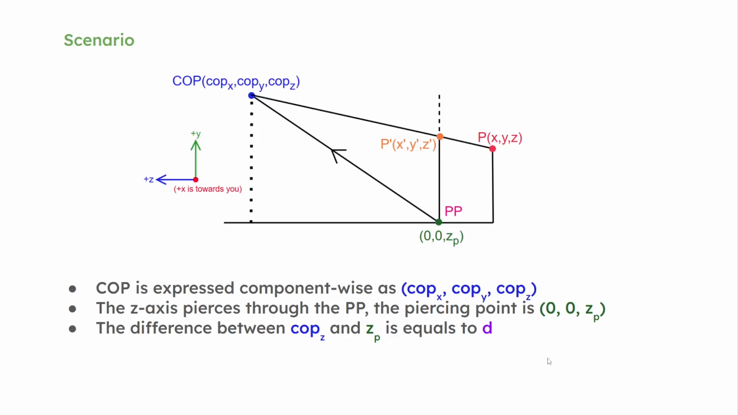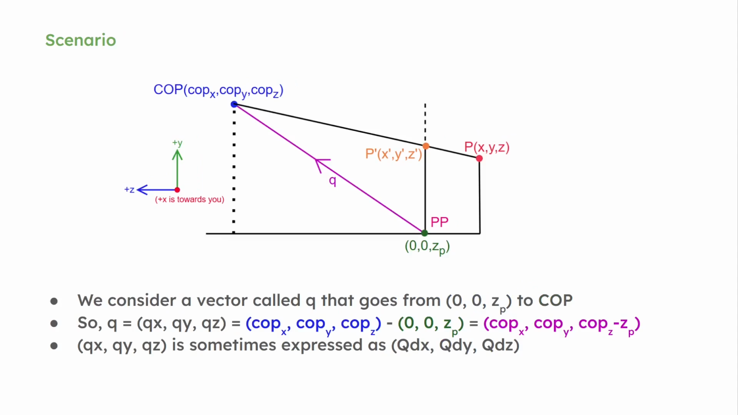All right. In order to derive the formulas for general perspective projection, we need to do some setup. So what could this setup be? We imagine a vector. This vector starts from (0, 0, ZP), which is our intersection point between the z-axis and the projection plane, and it goes towards our center of projection. So it goes from (0, 0, ZP) to the COP. This direction is indicated by this Q. We are deriving this vector from 2 points, so we need to subtract these 2 points to get the vector.